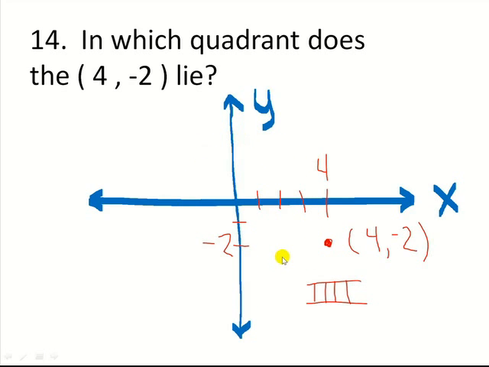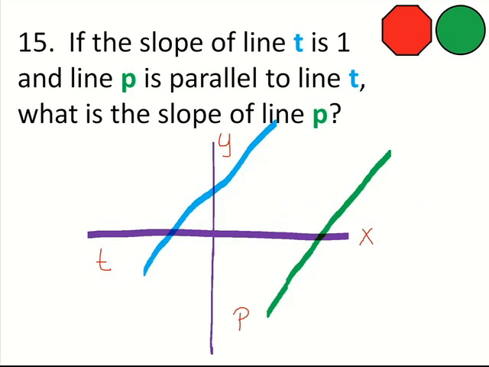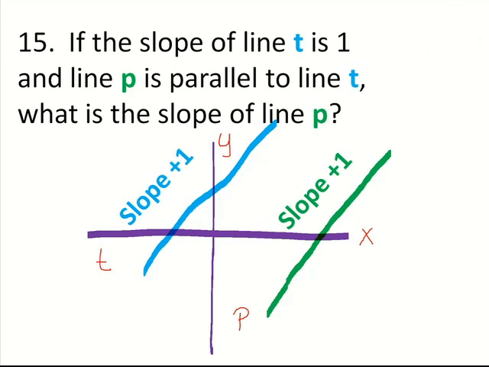Number 15. Click on the stop sign, try to solve the problem. All right, let's see how you did. It says if the slope of line T is 1 and line P is parallel to line T, what is the slope of line P? Well, if they're parallel, the slopes are the same. So they are both a slope of positive 1. Parallel lines have the same slope.